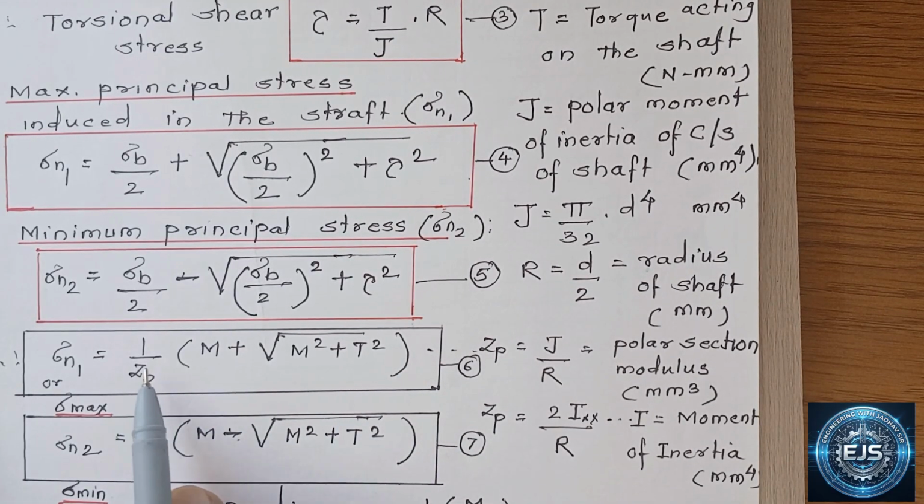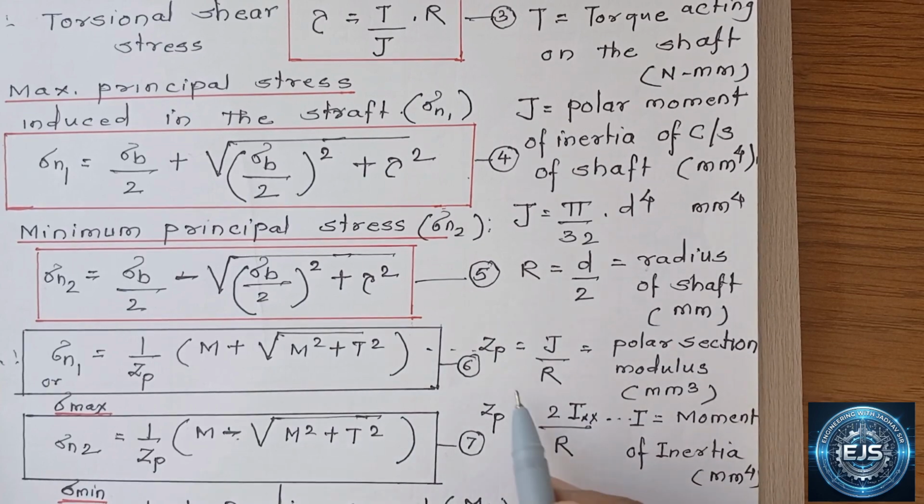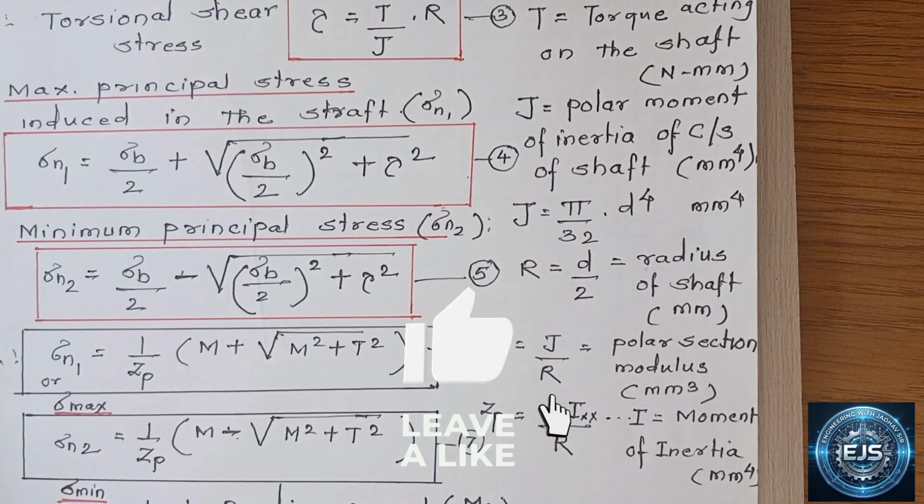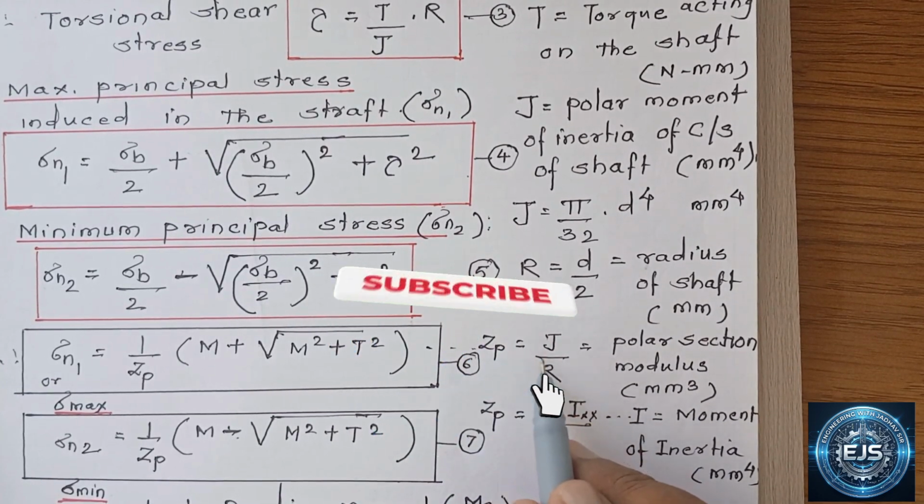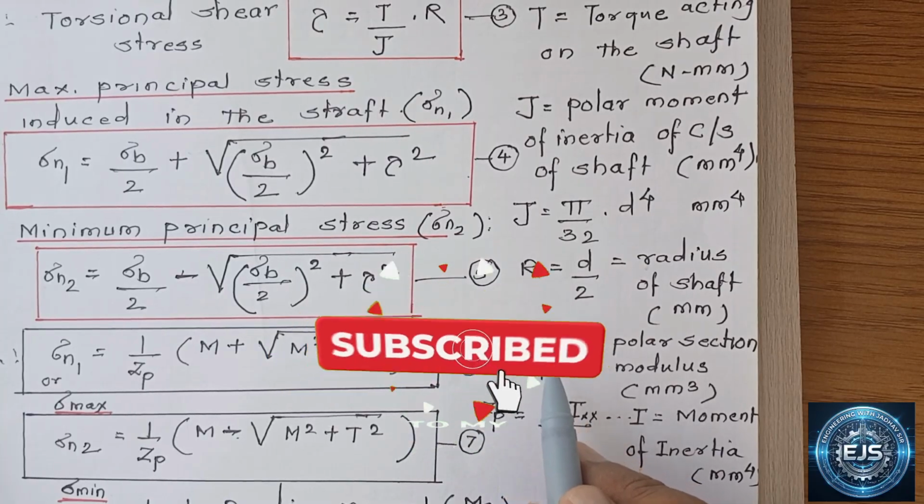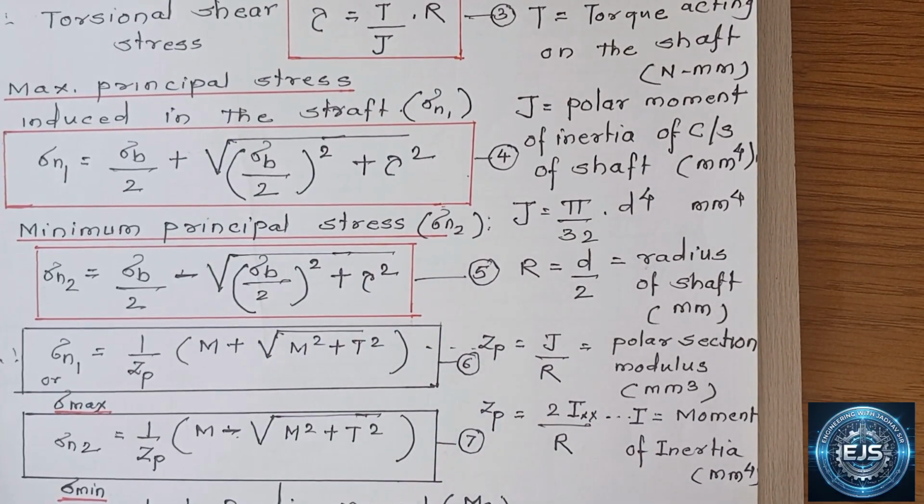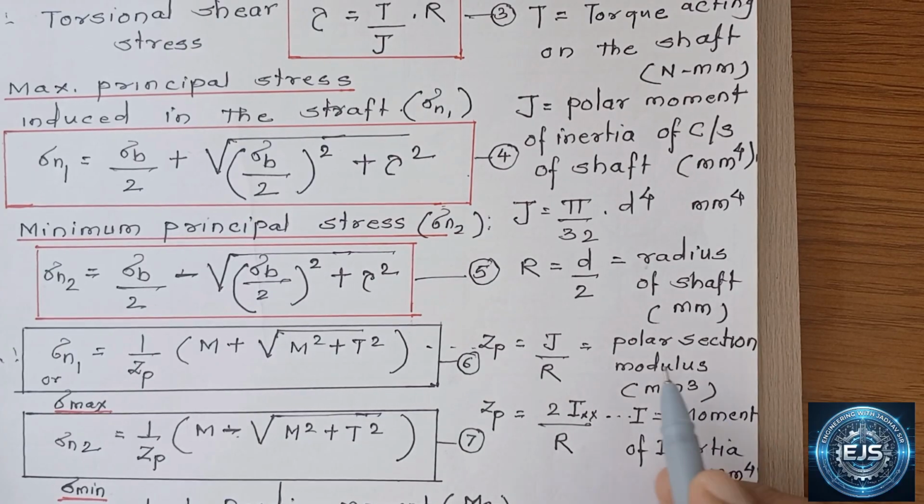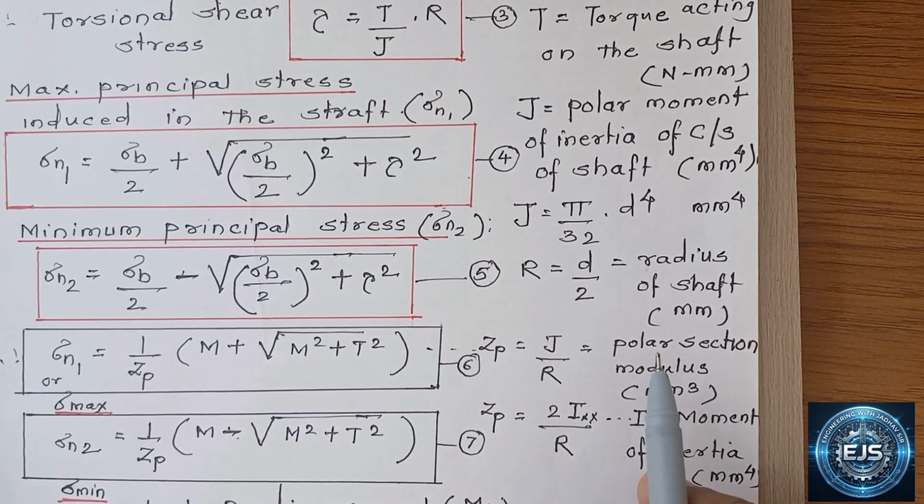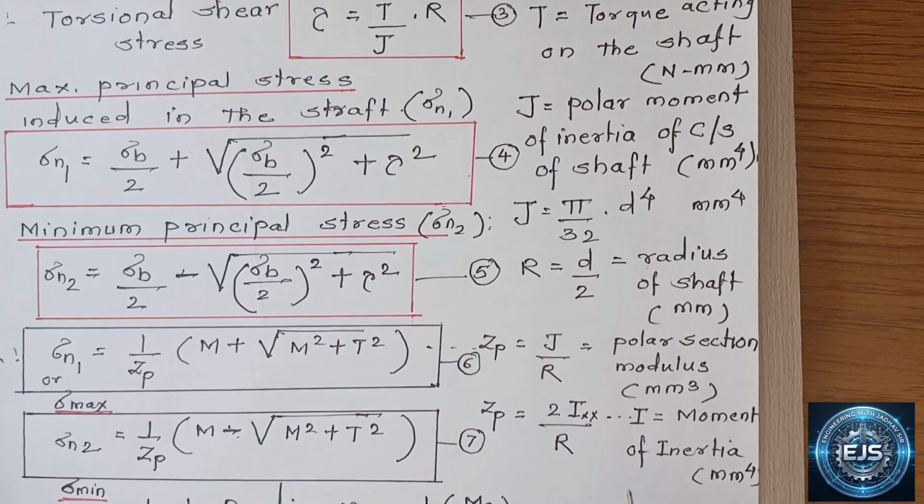तो यहाँ पे एक Zp टर्म आया. What is Zp? Zp is nothing but J by R. It is a ratio of polar moment of inertia of the shaft cross section upon radius of the shaft. This J by R ratio is called the polar section modulus. Polar section modulus is a ratio of polar moment of inertia of the shaft cross section divided by radius R. तो ये हमें ध्यान में रखना है.